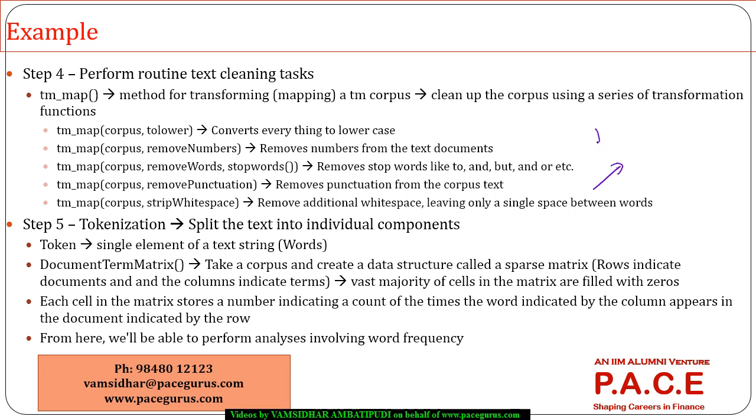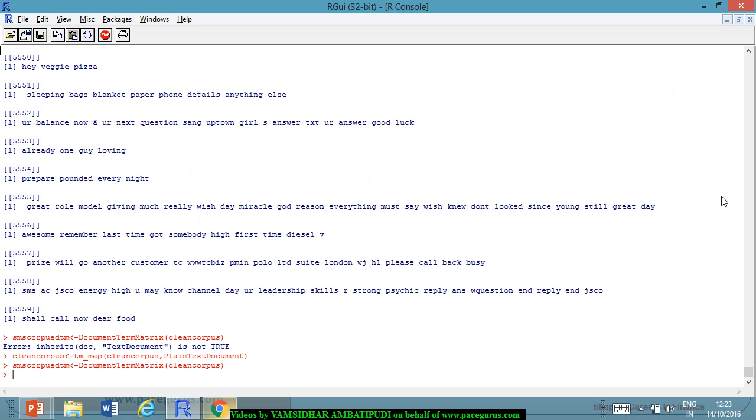So tm_map, take it as a clean corpus. On that clean corpus, make it as a plain text document. If there are some kind of weird letters, spaces, the word conversion will have a problem. So that's where we'll go with a clean text document, and after that we take it as a document term matrix. Then a sparse matrix can very well be created.